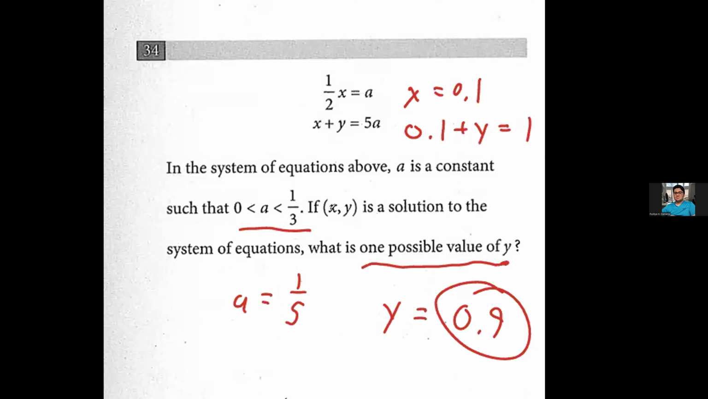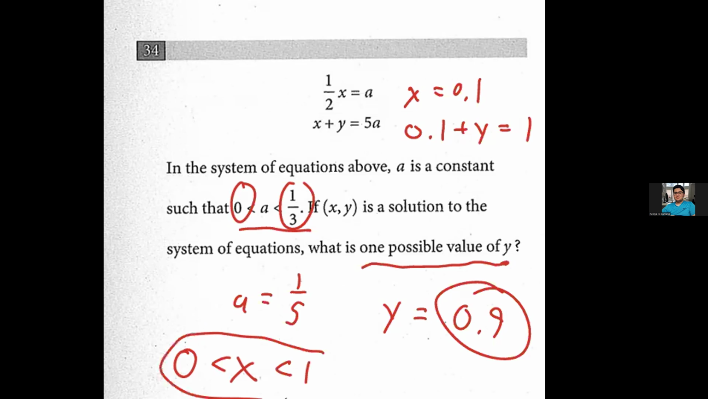If you wanted to find the range, you can just plug in 1/3 and plug in 0, and that would get you the range. So in that case, the range would be between 0, hold on. The range would be between 0 is less than y, which is less than 1. So any answer you put between 0 and 1 would be marked correct in this case. So these are the range of values that are accepted.